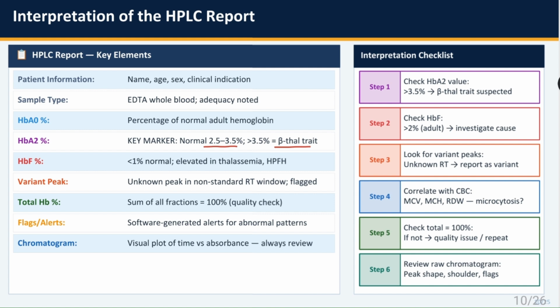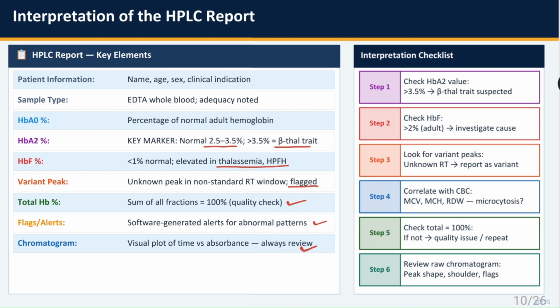If fetal hemoglobin is elevated more than 1%, then it can show a suspicion of thalassemia or hereditary persistence of fetal hemoglobin. The variant peaks can be shown in the HPLC chromatogram, and these variant peaks are flagged by the machine. The total hemoglobin fraction is given as 100%. The total of all the hemoglobin variants should be around 100%. The machine sometimes shows flags or alerts if it finds any abnormal pattern. The chromatogram, that is the visual plot of time versus absorption, should always be reviewed by the pathologist.